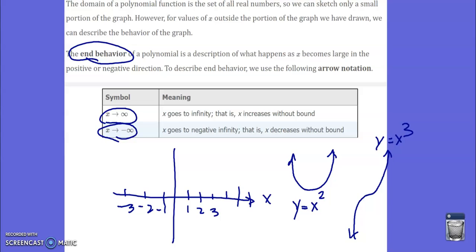What's happening if I graph this function, let's just say x cubed? As x goes to 2, what's happening to the y function? As x goes to 3, what's happening to the y function? As x goes to 4, what's happening? And so you need to always think about the end behavior. As x goes to 100, as x goes to 1,000, what is happening to the end behavior of that graph?